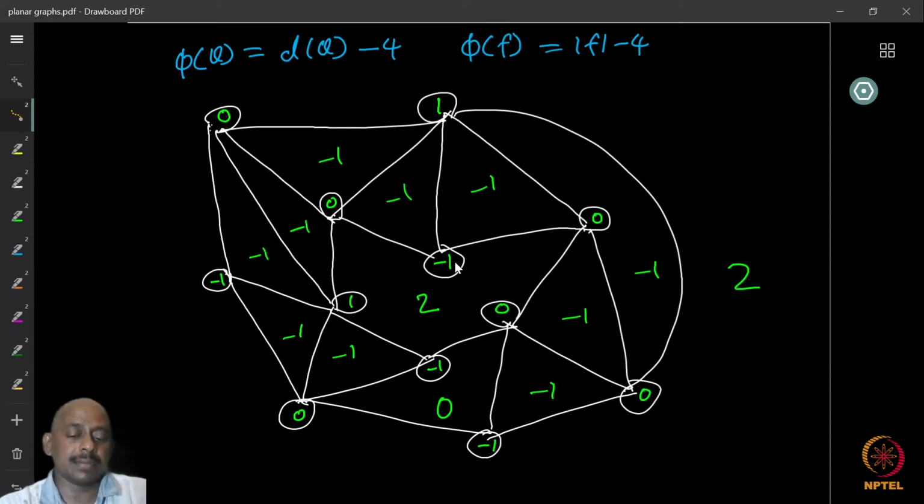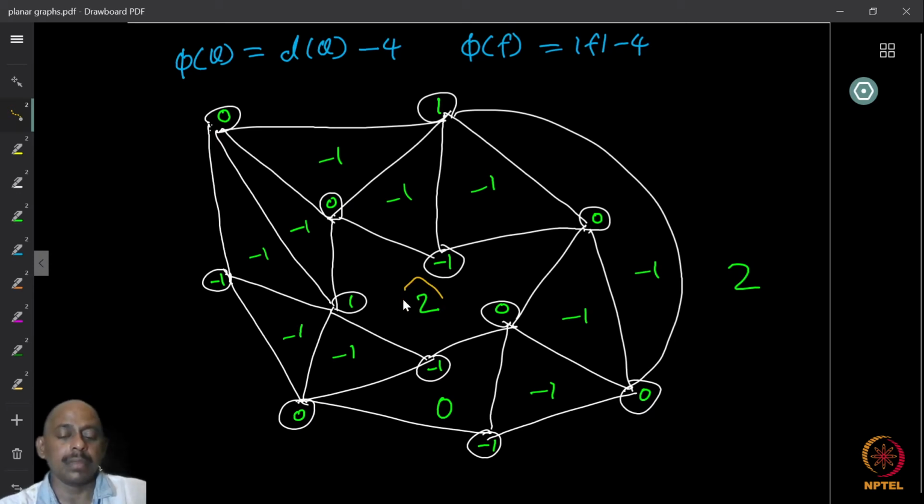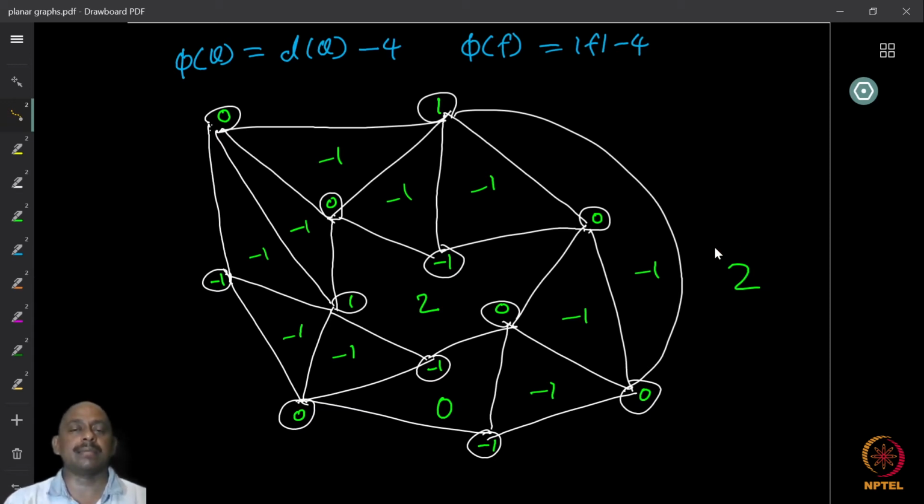And for the faces, for example, this face had 1, 2, 3, 4, 5, and 6 edges in the boundary. So therefore 6 minus 4, which is 2. Similarly, other faces will get their charge 0 or minus 1 or 2, etc. So all the vertices and faces get their charges.